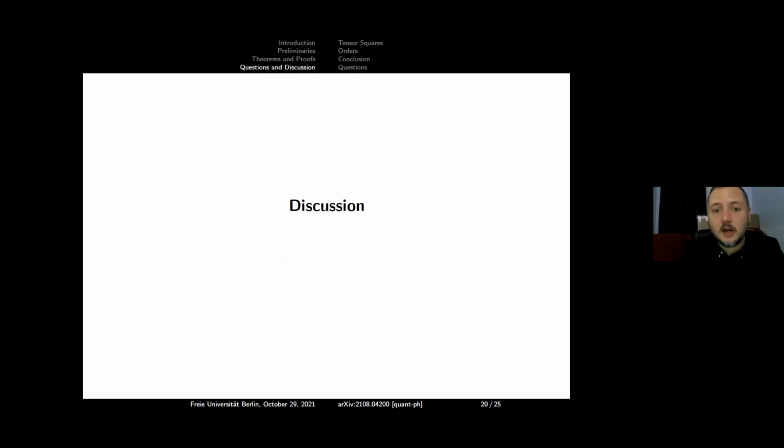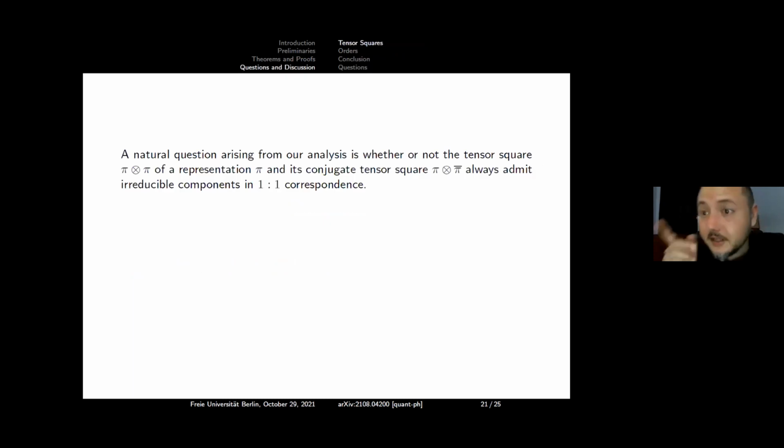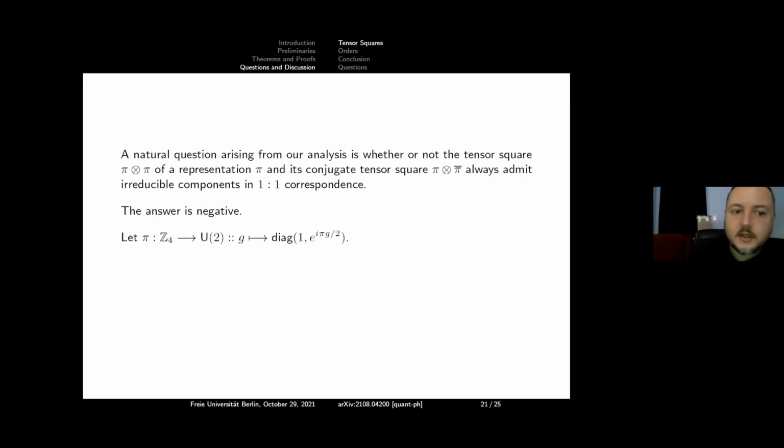Questions and discussion. The first one. I think there was a question earlier on about generalizing and things like this, so I'd like to come to your point now. A natural question arising from our analysis is whether, with this business of the conjugate tensor square, we could have used lemma 1 all along. So a natural question is whether or not the tensor square and the conjugate tensor square are always equivalent. And the answer is no. Okay, the answer is no. I'll show you a counterexample.